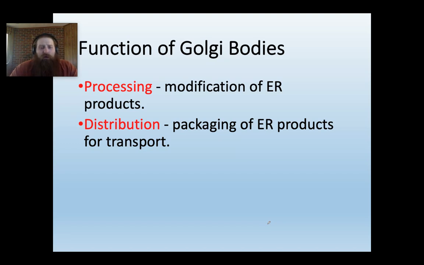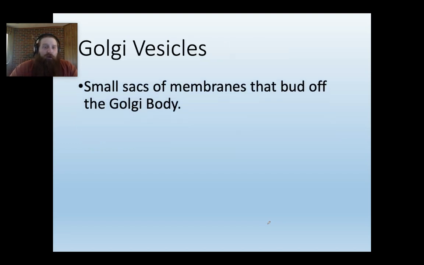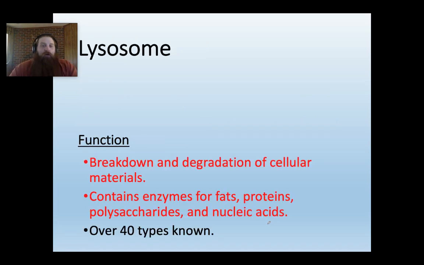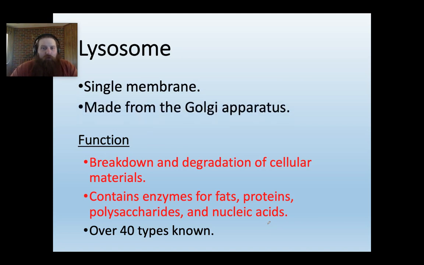In order to do this, it has little taxis. So these little Golgi vesicles, they're little membranous sacs that bud off the Golgi body, and they basically act like a taxi. They transport things from the ER around the cell. Now, some of those are called lysosomes. A lysosome has a single membrane, and it's made from the Golgi apparatus. Now, the lysosome's job is to house some enzymes.